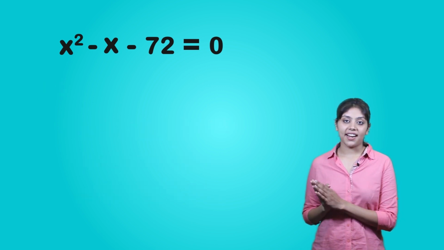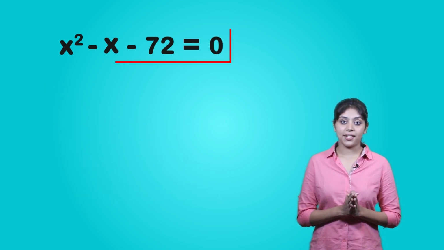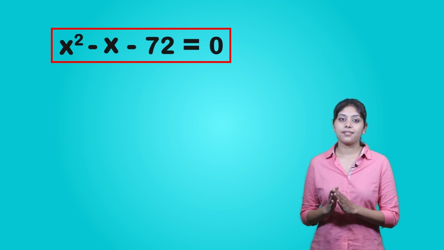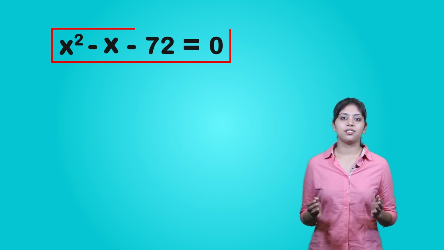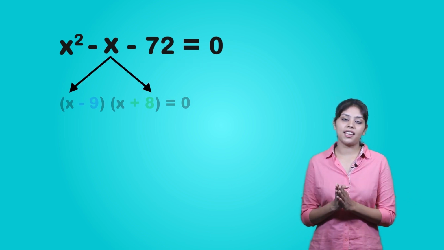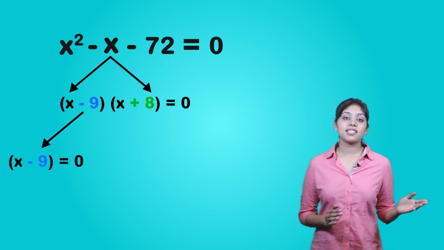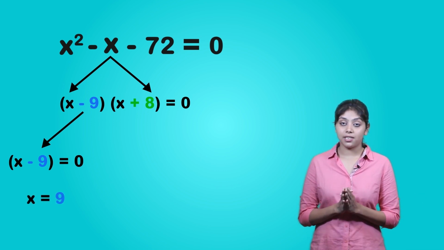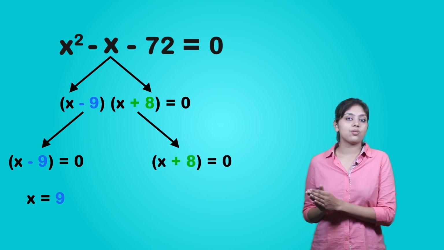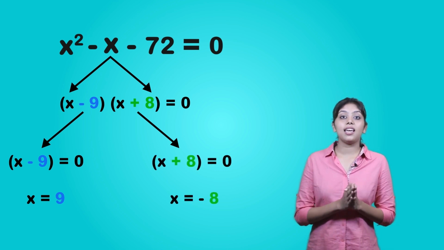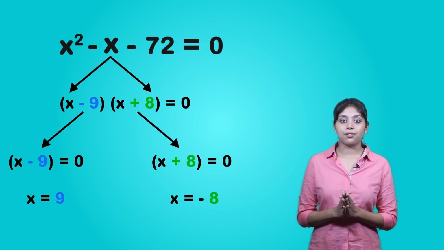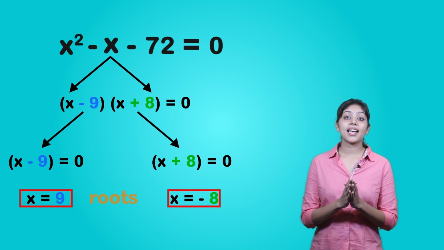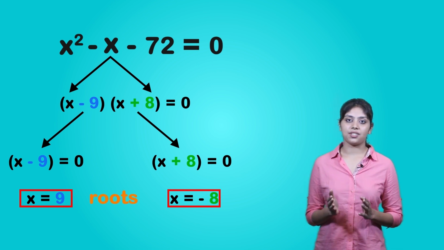Now that we have found the factors, solving this quadratic equation has become very simple. To solve this quadratic equation, we just need to equate each factor to 0 and solve for variable x. That is, x minus 9 equal to 0 will give us x equal to 9. Similarly, x plus 8 equal to 0 will give us x equal to negative 8. Therefore, we get x equal to 9 and x equal to negative 8 as the roots of this quadratic equation.